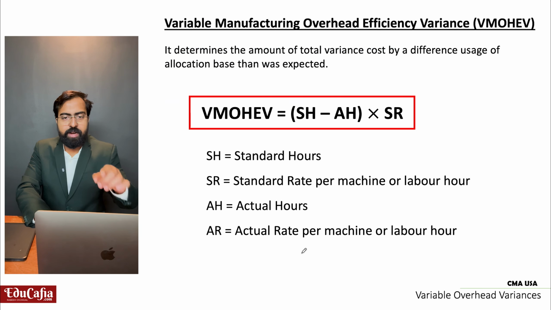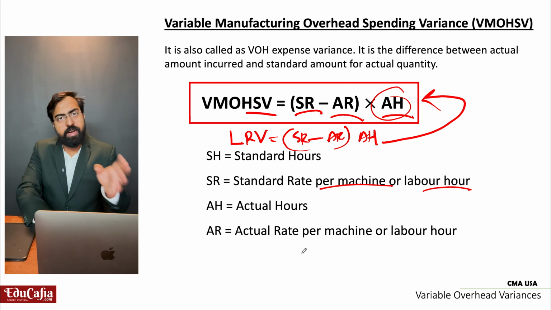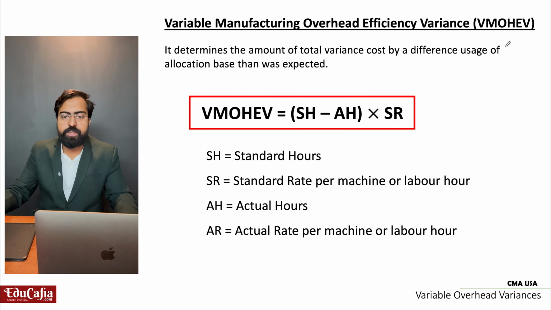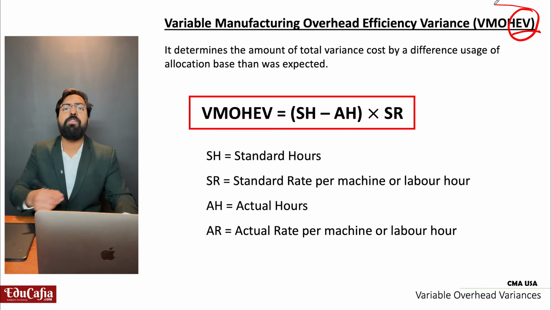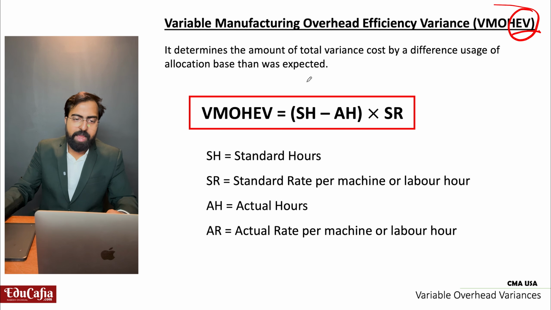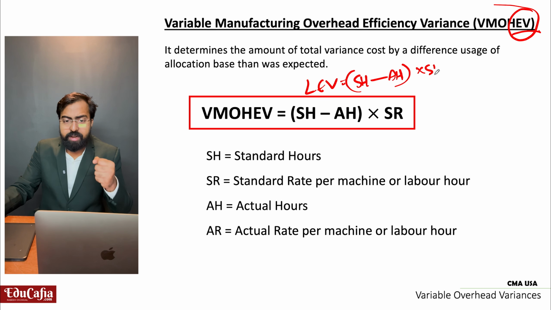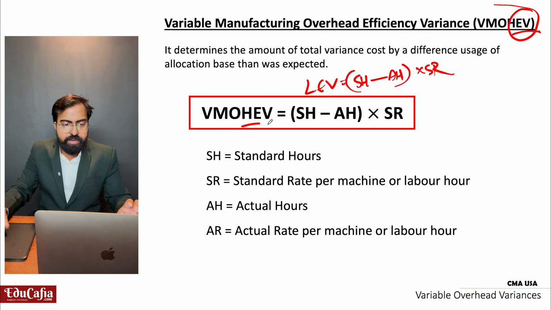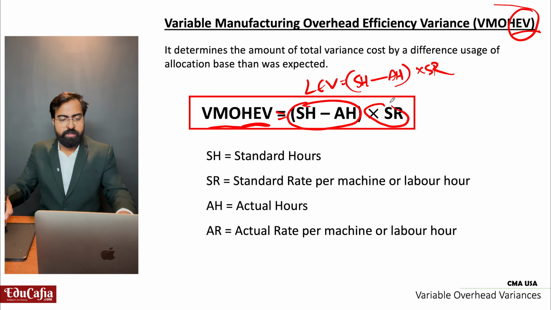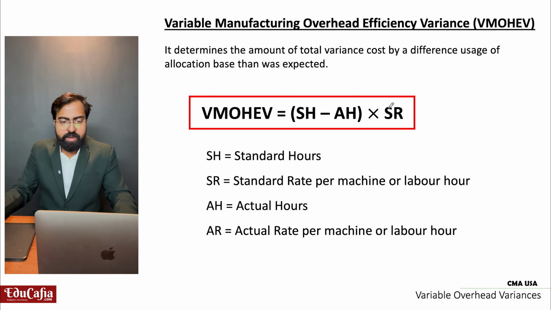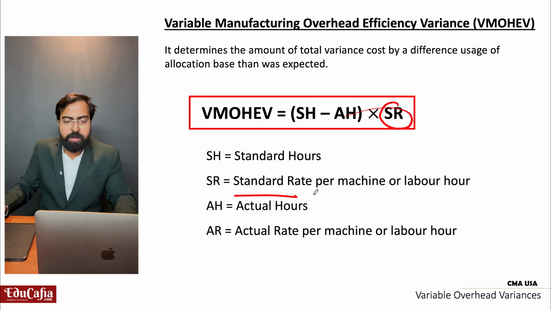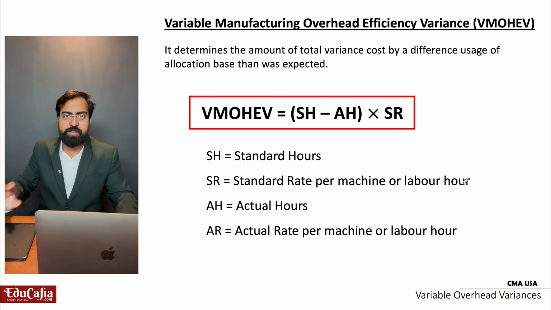We have just studied spending variance, right? Now we have to study efficiency variance. Efficiency means how much more hours we have used. Like labor efficiency variance, you remember, right? Standard hour minus actual hour. We are comparing the hours of usage into standard rate. The same thing: variable manufacturing overhead efficiency variance is equal to standard hour minus actual hour into standard rate. The only difference is that here it is standard rate per machine or labor hour.